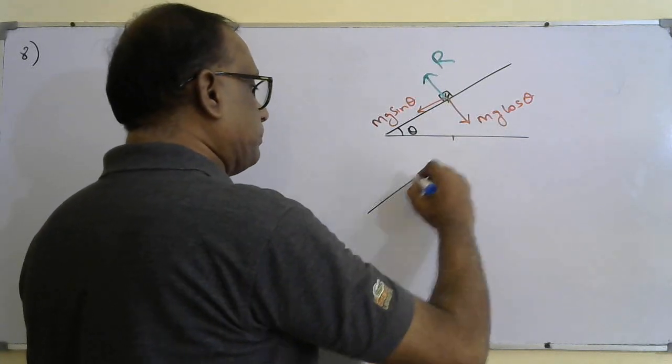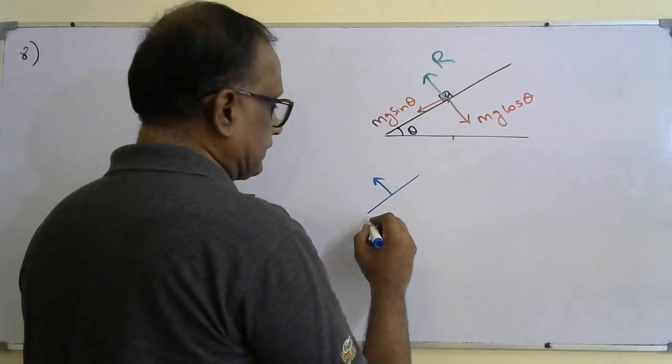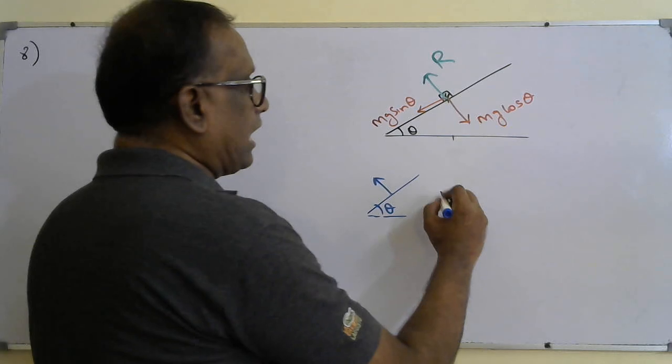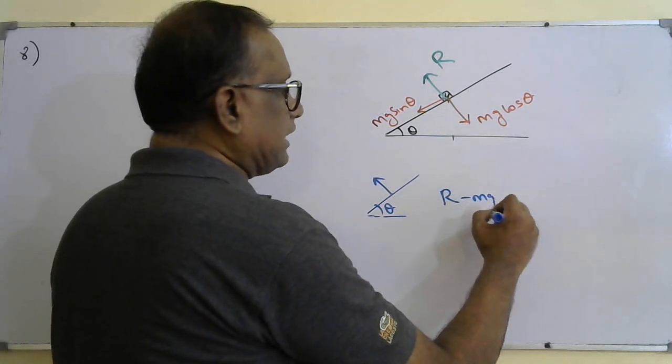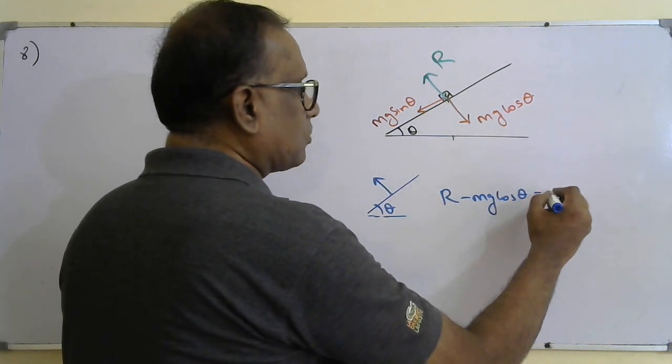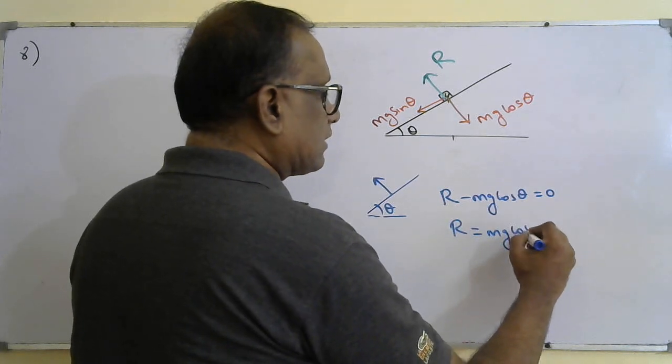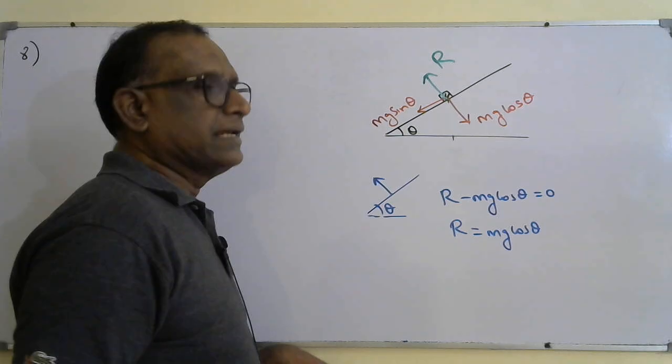Meaning, when I consider the direction perpendicular to the plane, the resultant force must be 0, so R minus mg cos theta equals 0. So the normal reaction equals mg cos theta. Remember these things as theory.